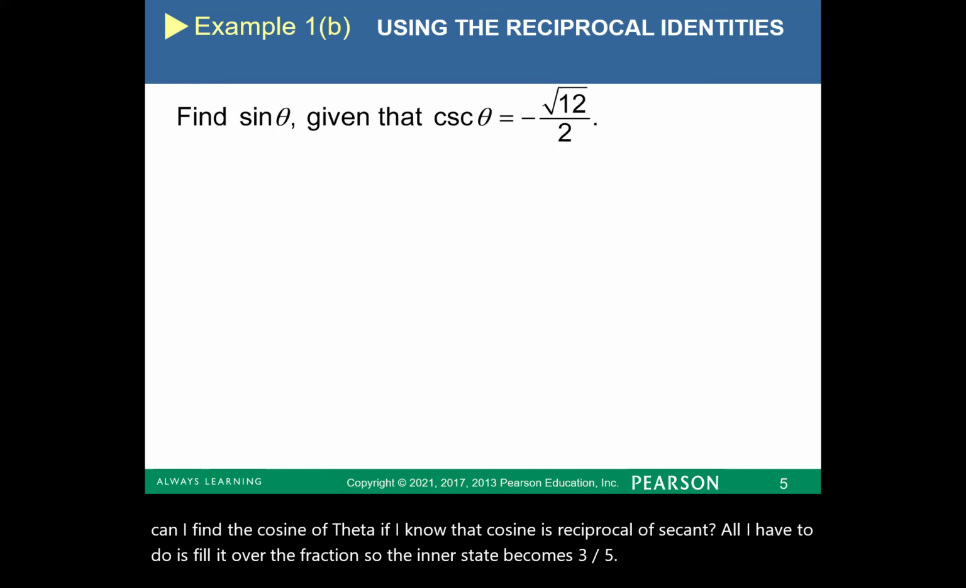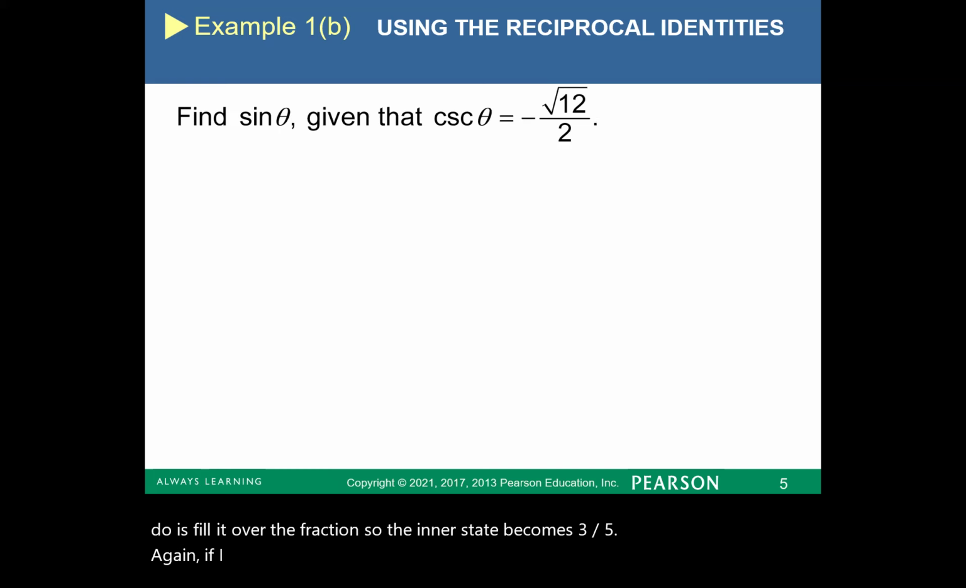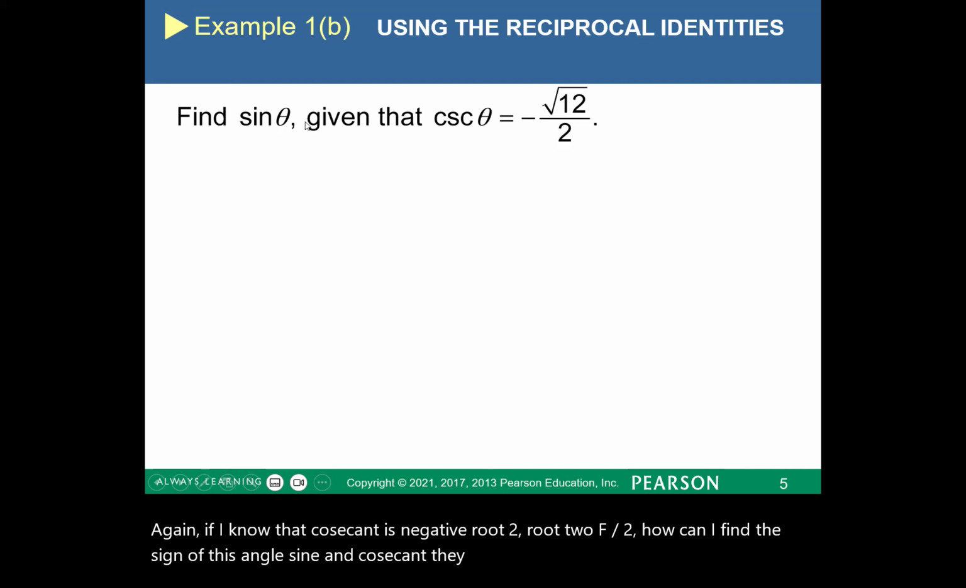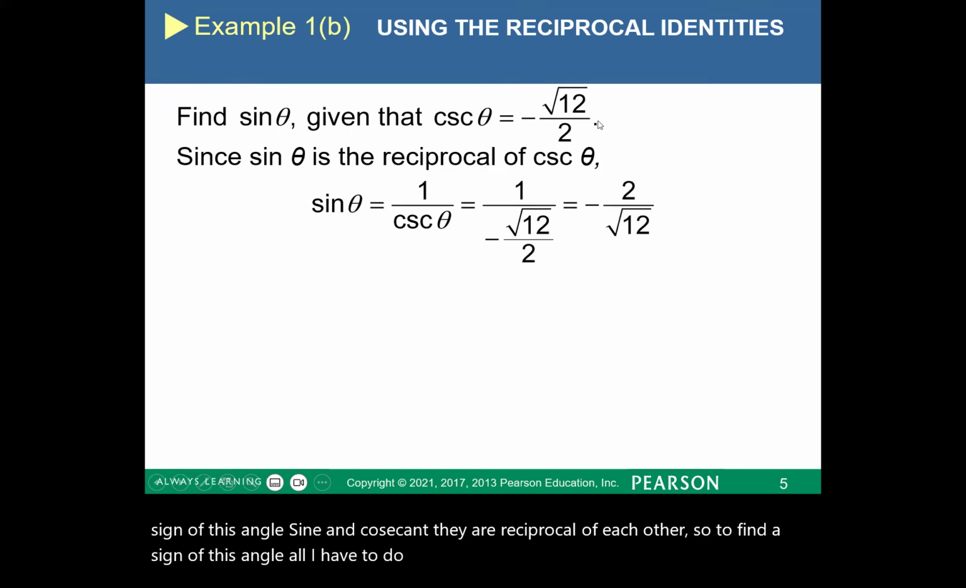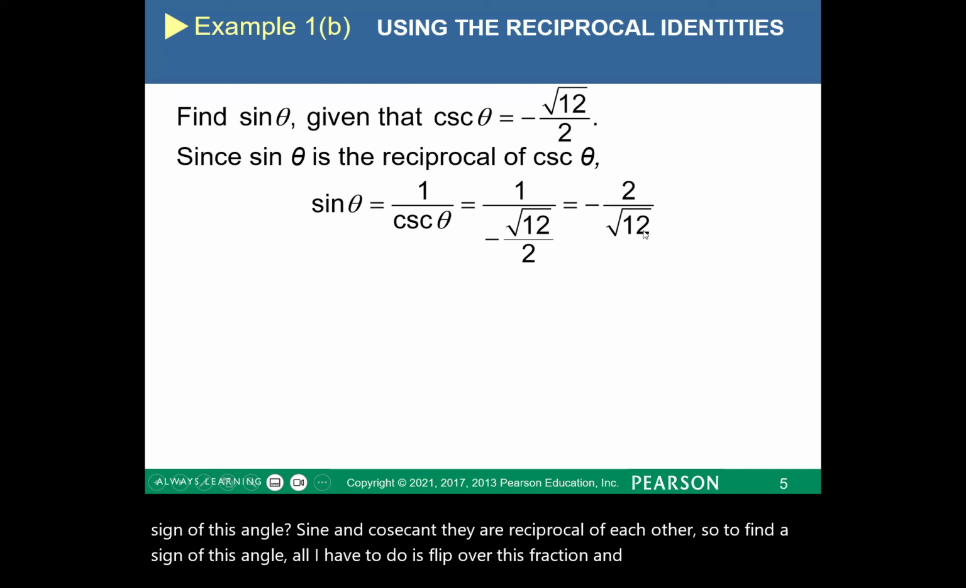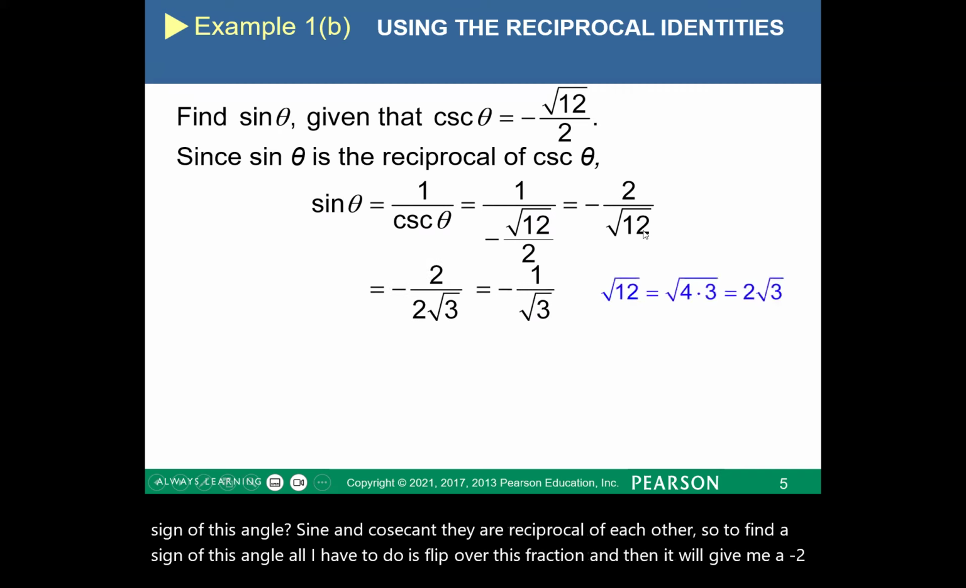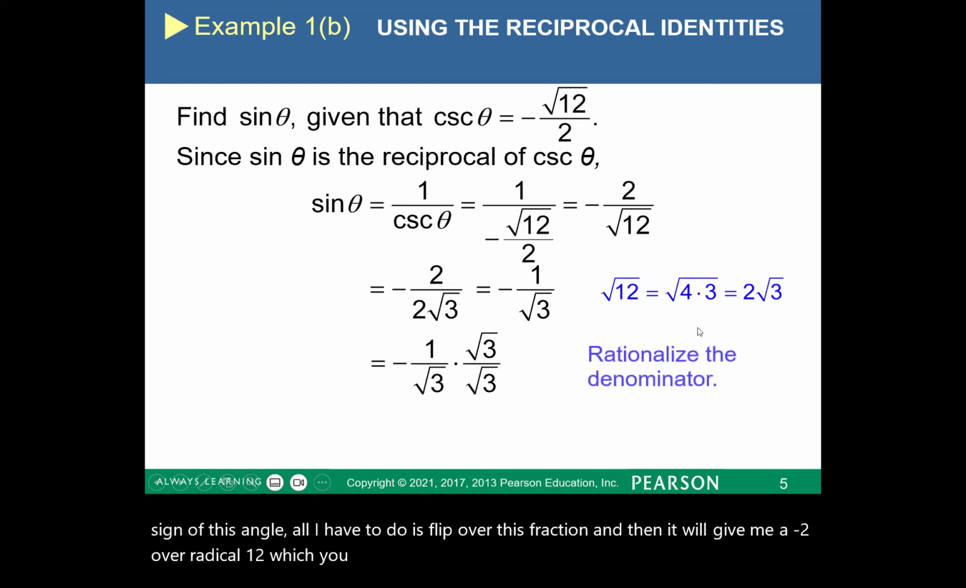Again, if I know that cosecant is negative root 12 over 2, how can I find the sine of this angle? Sine and cosecant are reciprocals of each other. So to find the sine of this angle, all I have to do is flip over this fraction, and then it will give me -2 over radical 12, which you can simplify to negative root 3 over 3.